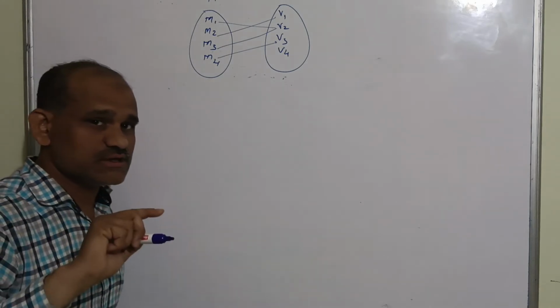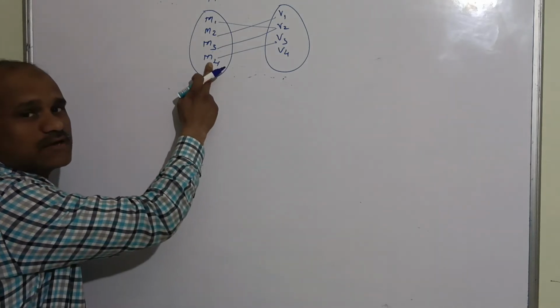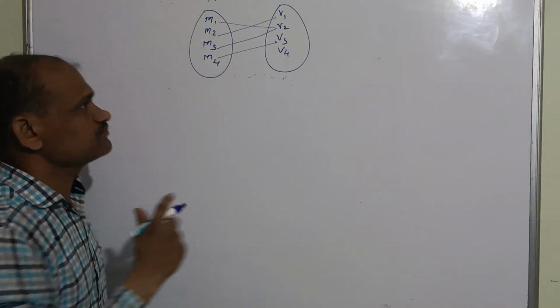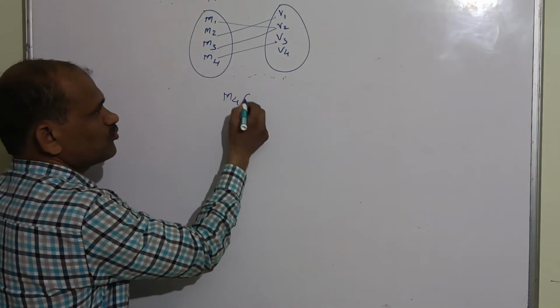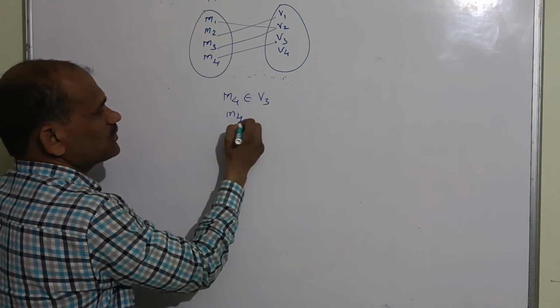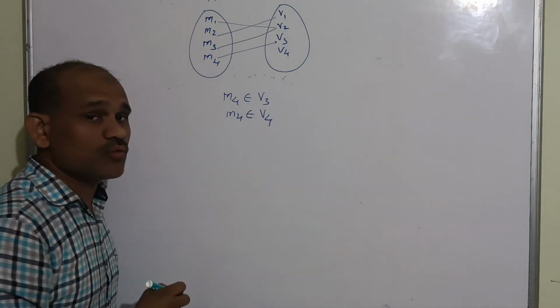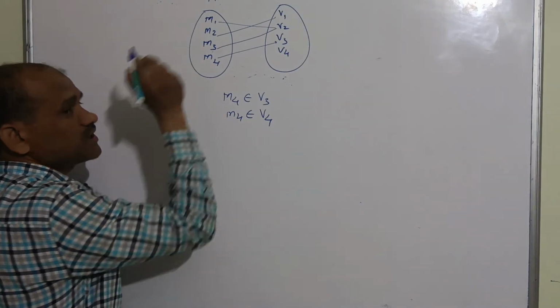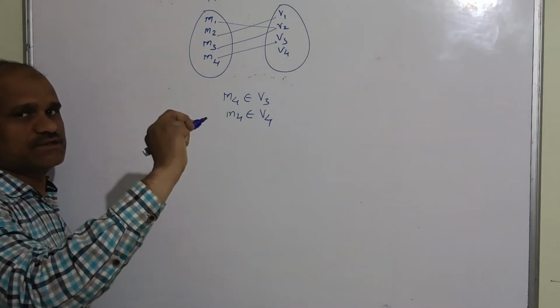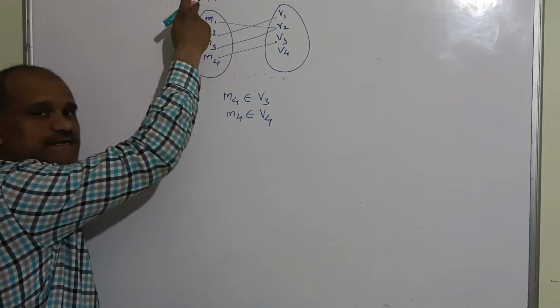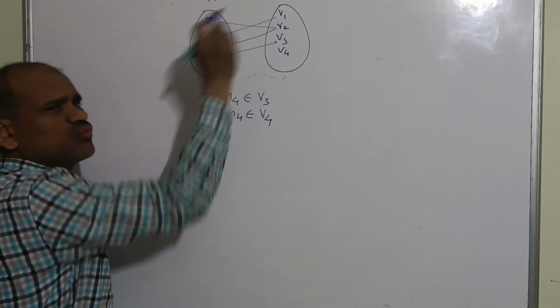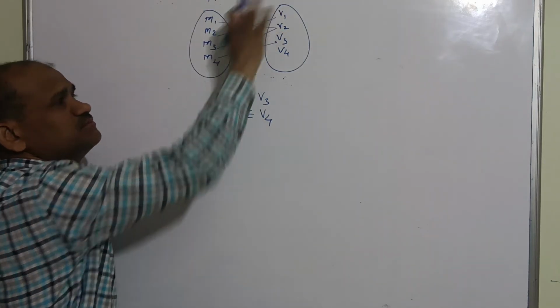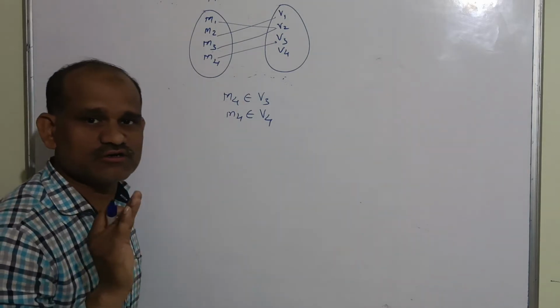But it is not possible that one man has two villages. That means M4 belonging to V3 and M4 belonging to V4 is not possible. So what is the definition? Each and every element of the set A associated to one and only one element of the set B is called a function.